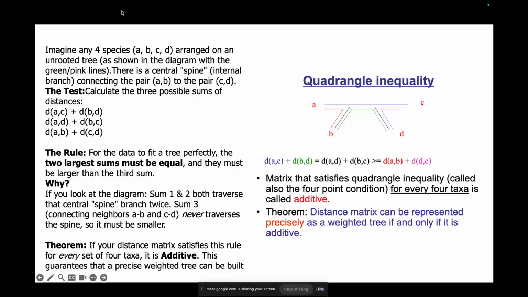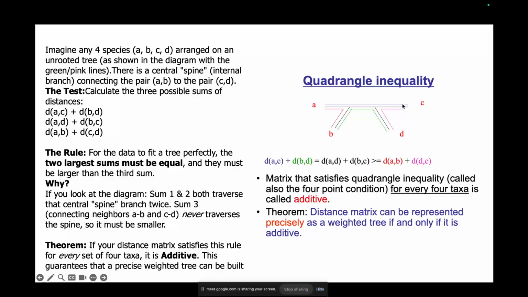Yeah. So if you have any four species, say for example A, B, C, D, and they're arranged in an unrooted tree, like something like this, A, B, C, and D. There is a central spine that connects this particular pair AB to CD, right? So this is that spine. So if you connect AB and CD, this is the spine.